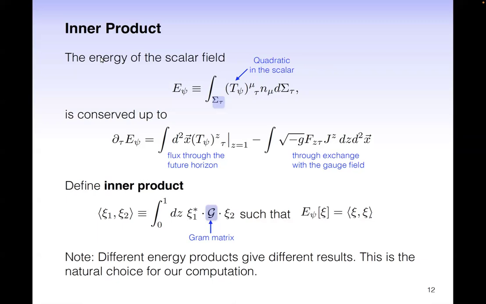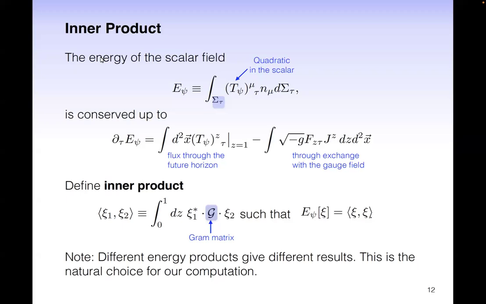Okay? And as we will see later, it's precisely because of this term that you can move energy from the scalar, from the electric field or the gauge field, to the scalar. Okay, so now having this energy at hand, we can go and define the inner product. The inner product is a bilinear, so it takes in two functions, psi1 and psi2, and it constructs the inner product in this way through the so-called Gram matrix, which I denote by G tilde.